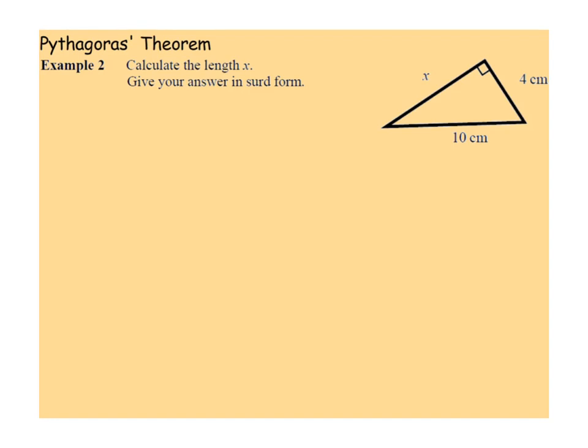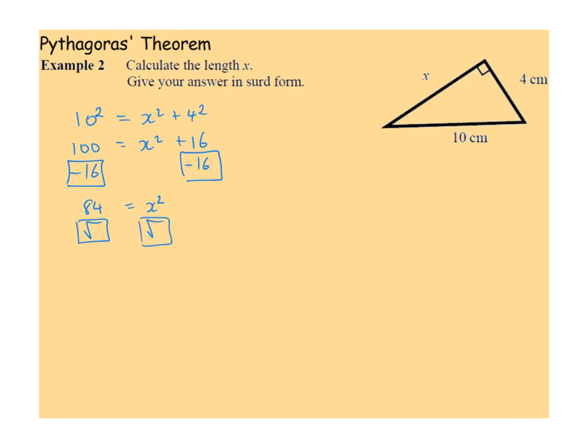So this time we know that the hypotenuse squared, 10 squared, is equal to x squared add 4 squared, which means that 100 is x squared add 4 squared. So if I subtract, might as well write 16 actually. And then we'll subtract this 16 from both sides. And we'll get 84 is equal to x squared. And so if I square root both sides, x is equal to the square root of 84.